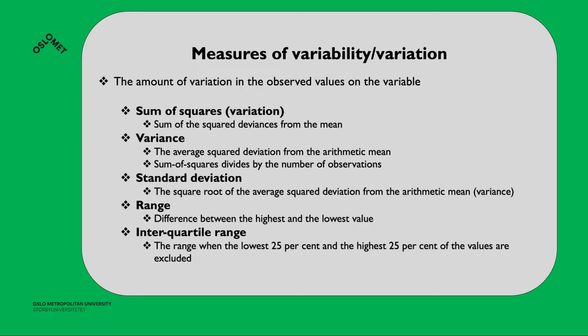And the range is the difference between the highest and the lowest value, and the interquartile range is the range when the lowest 25% and the highest 25% of the values are excluded. So it's really the range of the 50% in the middle of an ordered distribution.